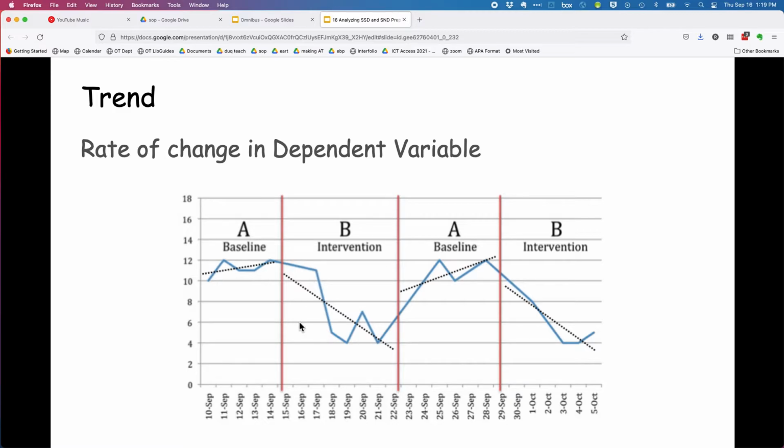When we examine trend, we're looking at how the data is changing over time within each phase. So instead of just the mean or the median value of all the data points, we're looking at, is there an upward or downward trend in the phases? And here you can see there are upward trends in the baseline phases and downward trends in the intervention phases, which also implies that there is some difference being caused by whatever the change from A to B is.